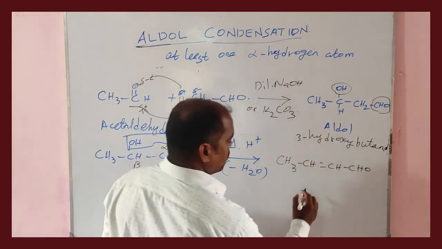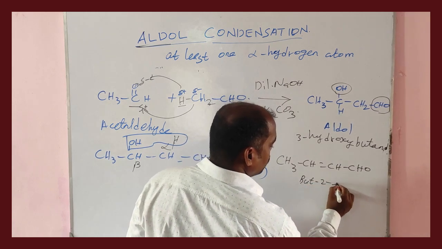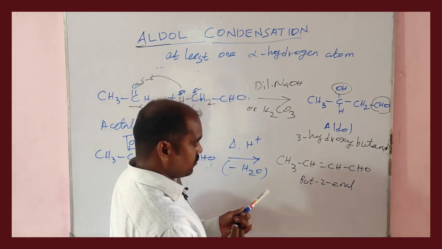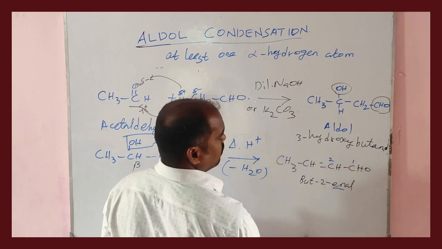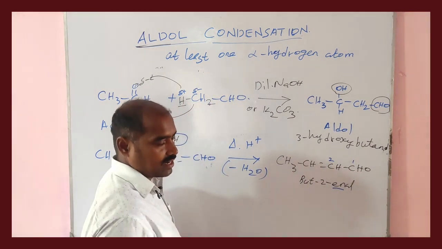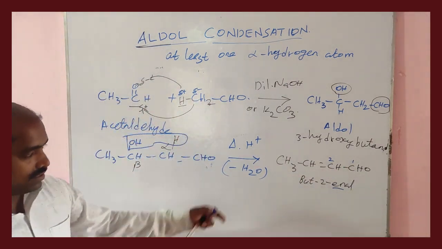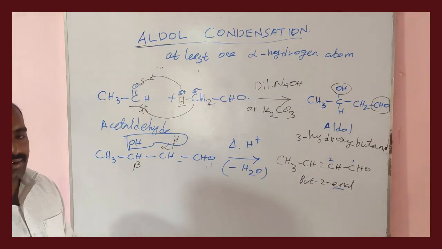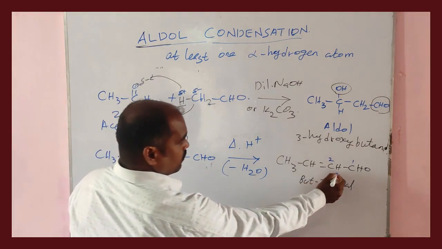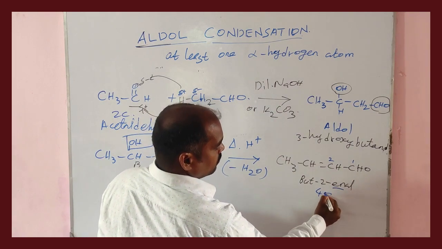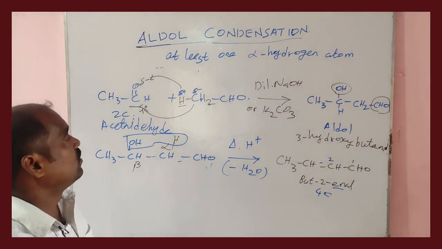So this is called crotonaldehyde, or but-2-enal. See why I wrote 2E: this is the first carbon, this is the second carbon, and the double bond is attached to the second carbon, so I wrote but-2-enal. Remember, this is the unsaturated aldehyde. Now look here: the reactant has 2 carbons, and the product has 4 carbons. So now the carbon chain is increasing. This is an important concept.